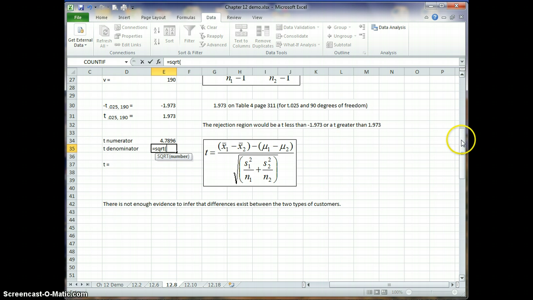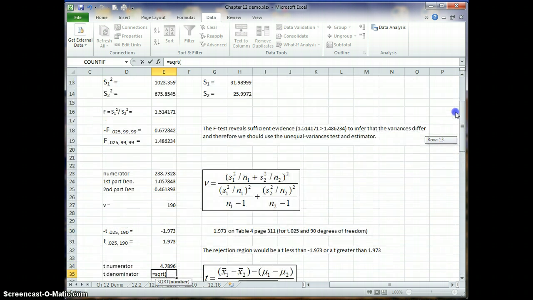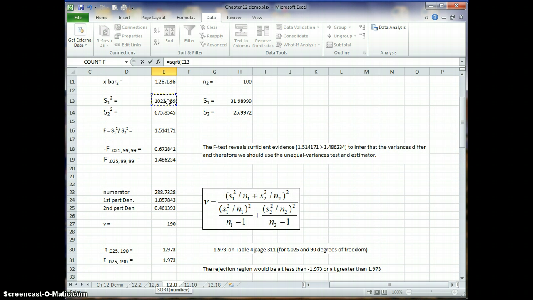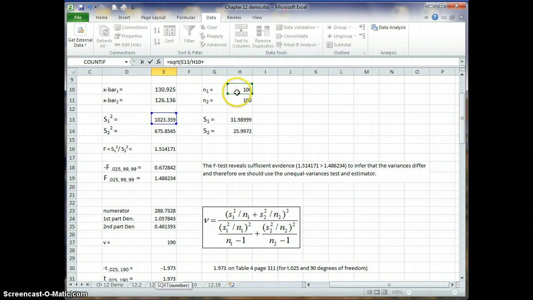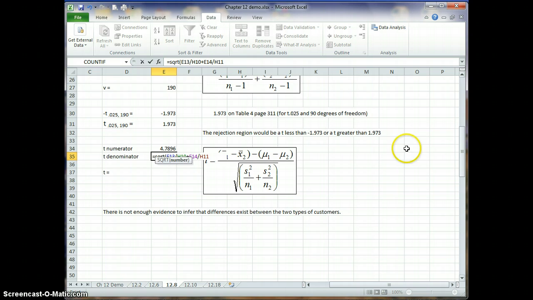For the denominator it's going to be equal to the square root of variance 1 divided by n1 plus variance 2 divided by n2, and we go back and close the parenthesis, and that gives us 4.122152. So to get the t for this case, it's simply taking the numerator divided by the denominator, which gives us 1.16.